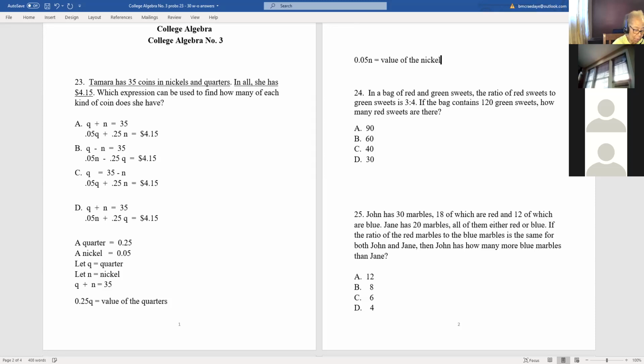Nickels. So we know the value of the quarters in money, and we know the value of the nickels in money. And we know that the sum of those is equal to $4.15. So that's going to be what?